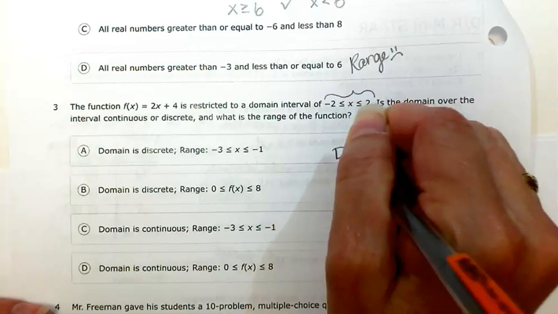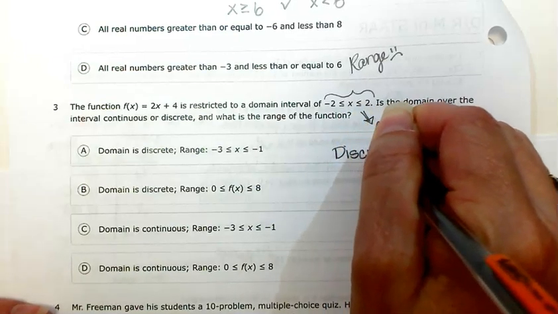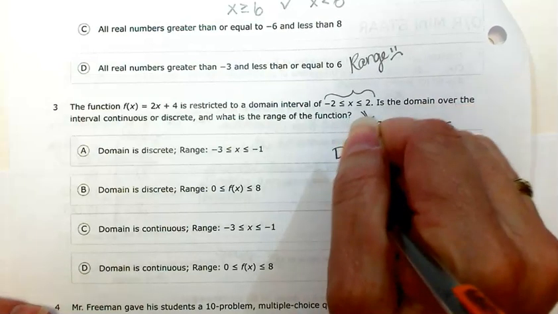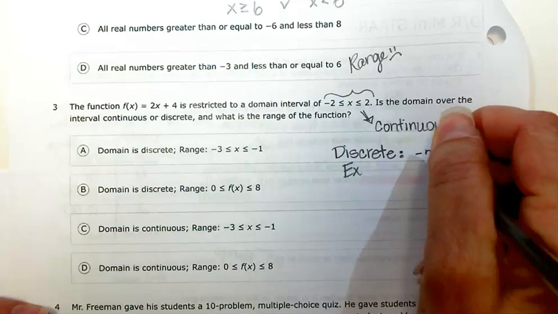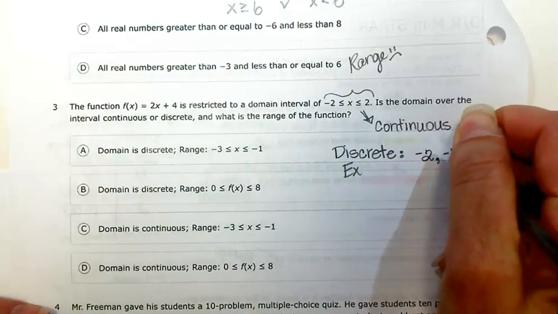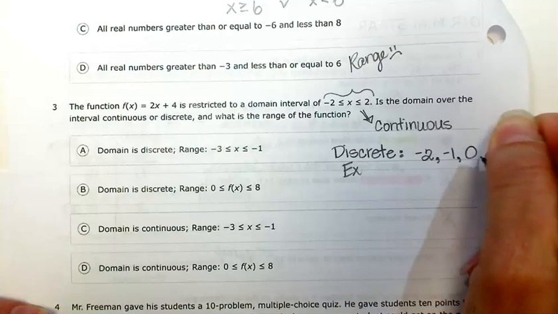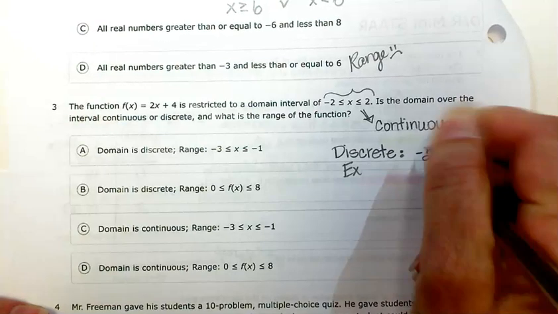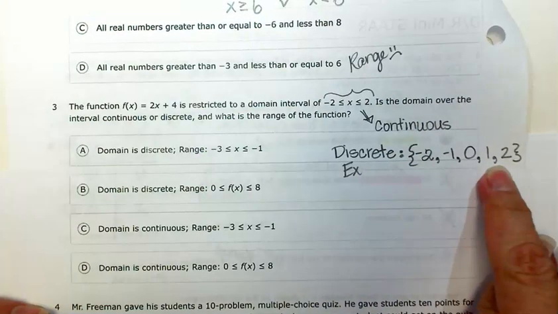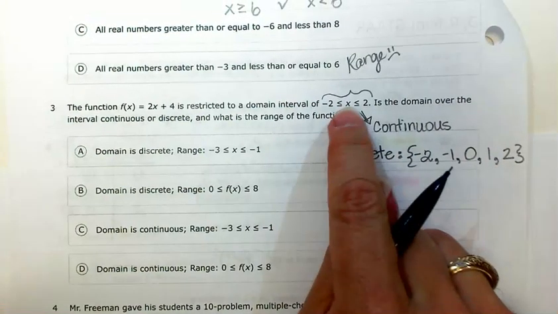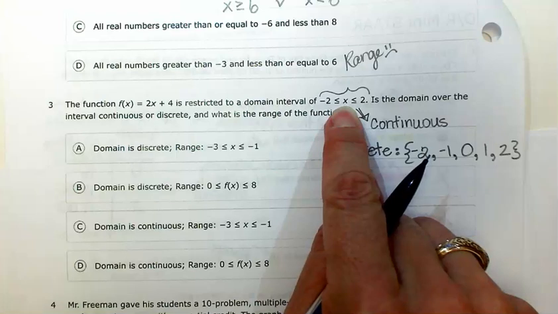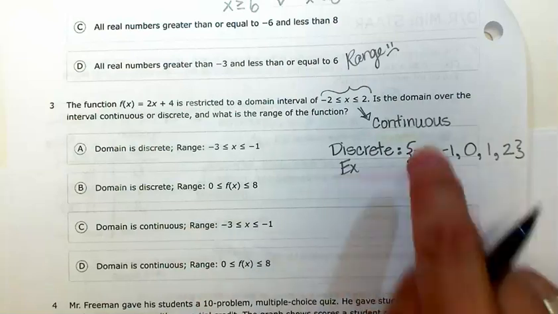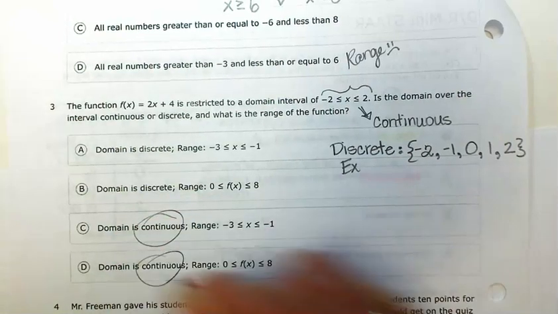A discrete domain would look like this. So this is just an example: -2, comma, -1, 0, comma, 1, comma, 2. Okay? So it'd be written like this if it was discrete. It's written like this, so it's continuous. Okay? So coming over here, I need continuous, so I'm down to C and D.